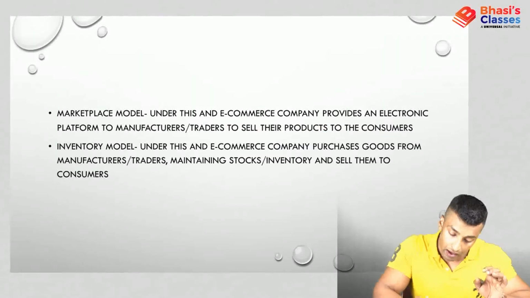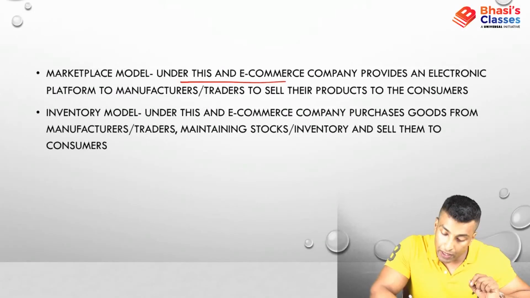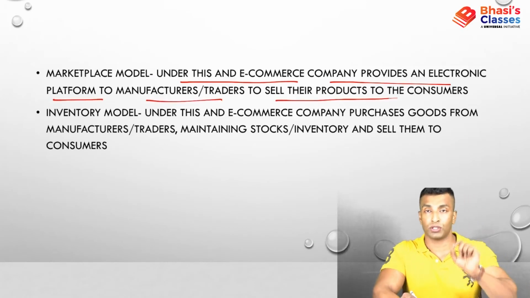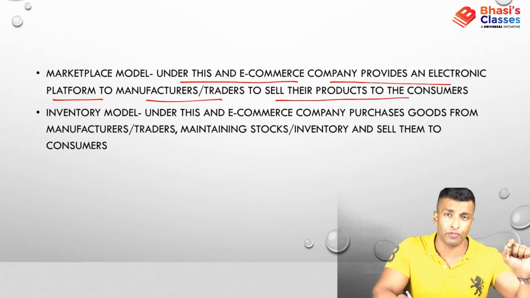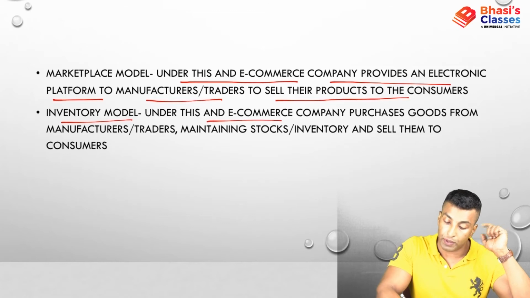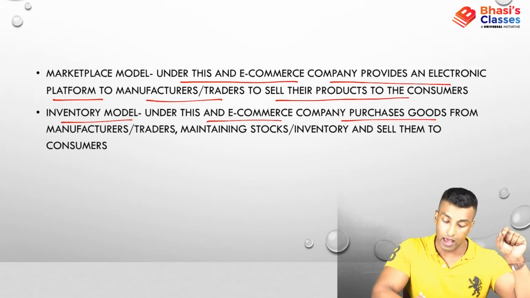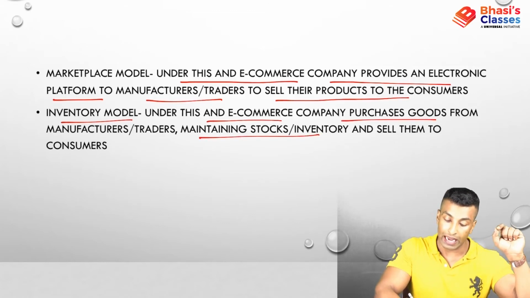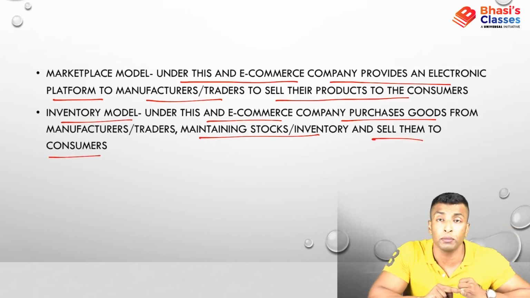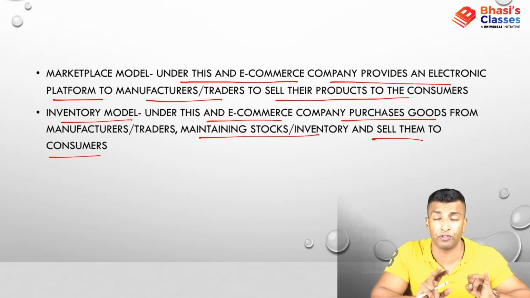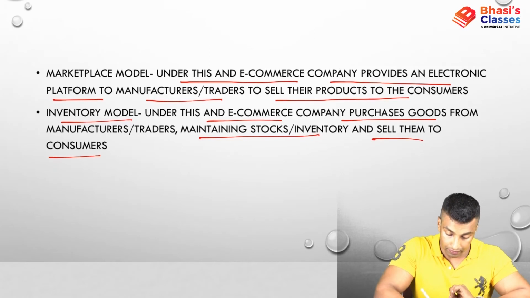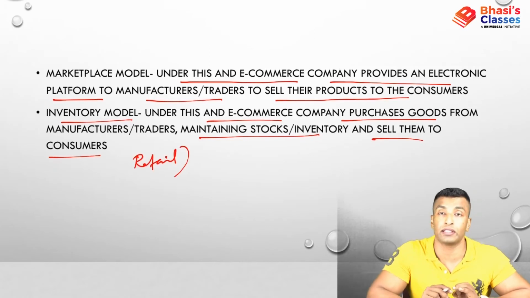You can see here, marketplace model: under this, an e-commerce company provides an electronic platform to manufacturers or traders to sell their products to the consumer. So this is done directly by the manufacturer to the consumer. Whereas in the inventory model, an e-commerce company purchases goods from the manufacturers, maintains the stock or inventory, and sells them to the consumer. So these two are different. In the first case, you are giving an electronic platform only. In the second case, it is almost like retail. You are purchasing and you are selling.